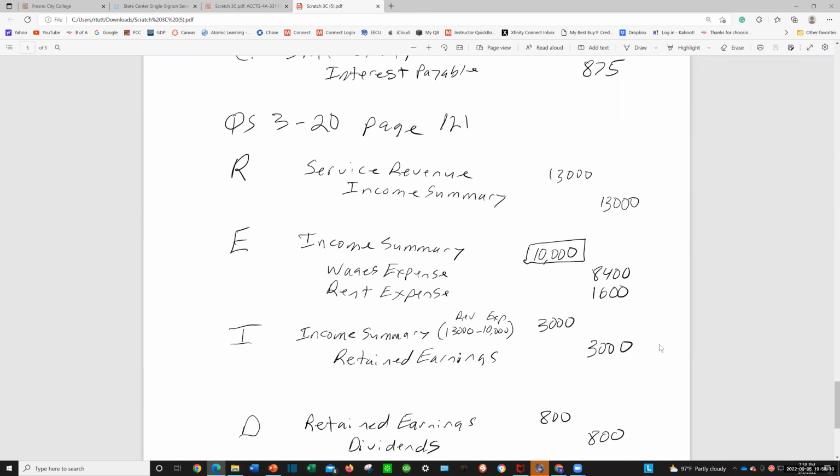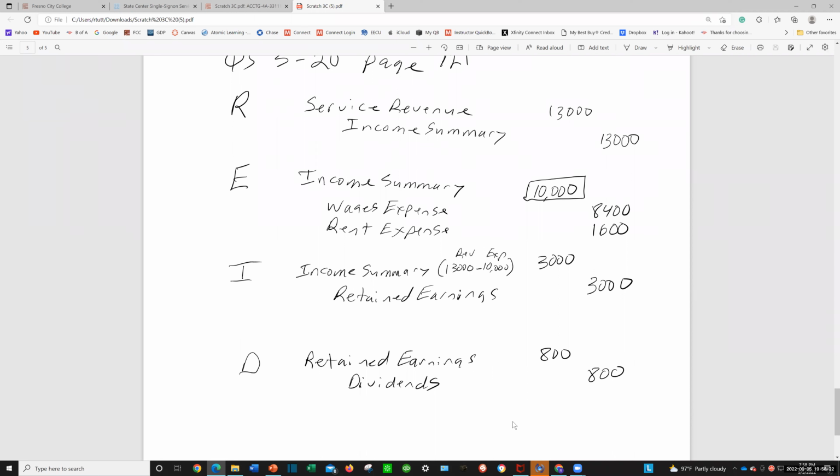It's dividends, and if you see there, dividends are $800. You have to know in this problem that dividends is a debit balance. How do you get rid of a debit balance? With a credit. So we're going to credit the dividends 800 and transfer it into retained earnings. So the answer here for D would be retained earnings debit 800, credit dividends 800. Okay, perfect.